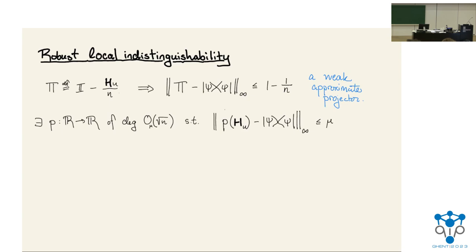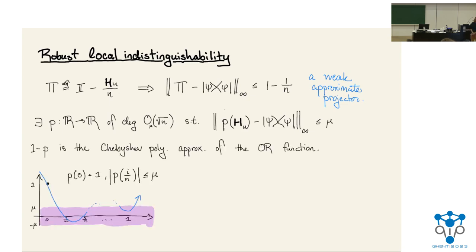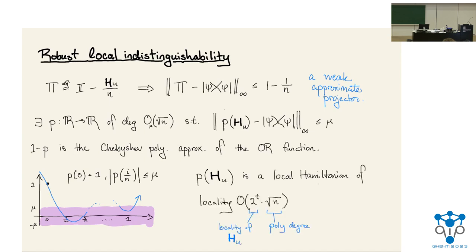And the way you build this polynomial is it's actually a Chebyshev polynomial that approximates the OR function. Because roughly, what do you want it to do? You want it to, at 0, look kind of like 1. And for all the incremental values, 1 over m, 2 over m, all the way to 1, this polynomial should sit really close to 0. It should sit at plus or minus mu. And you can show that this polynomial exists of only degree root n using some Chebyshev techniques.